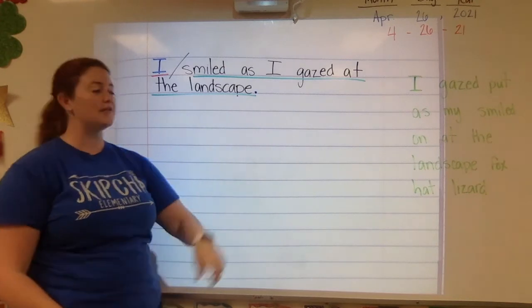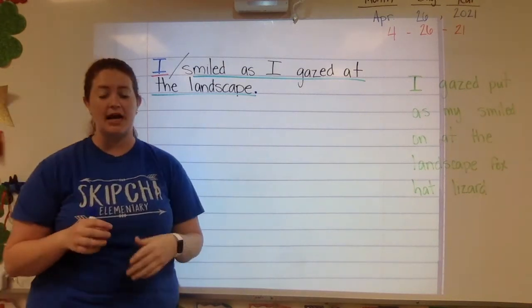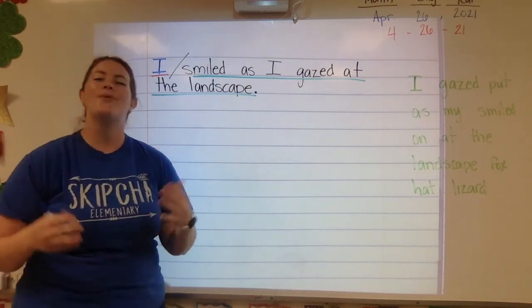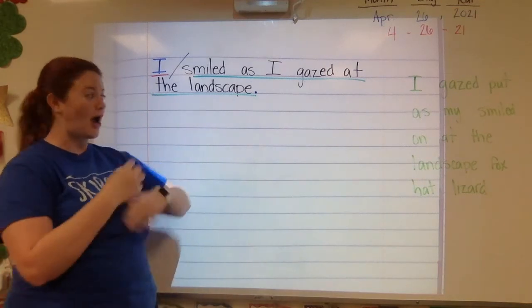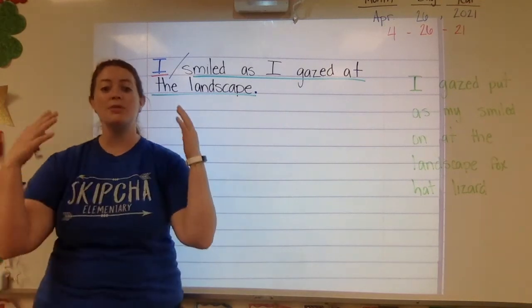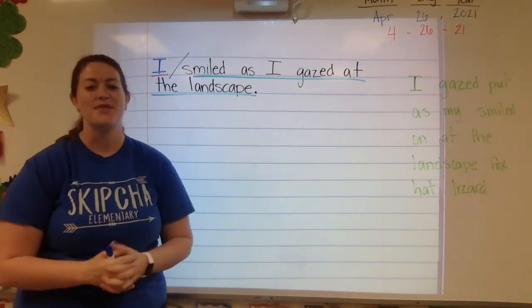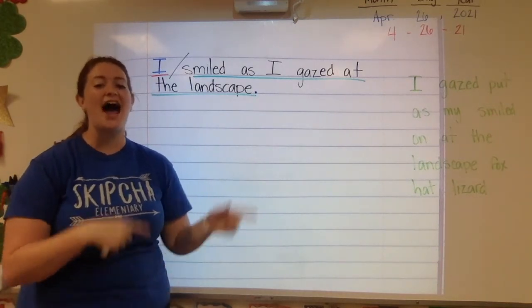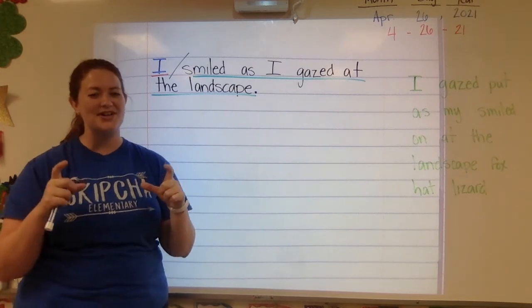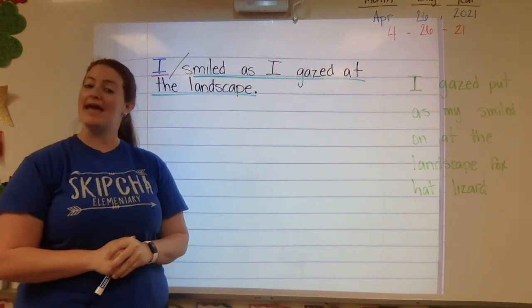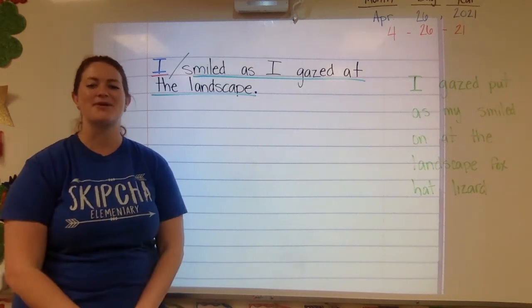Okay, if you need to pause the video now so you can finish copying down this sentence, go right ahead. When you're done, make sure you take or draw a picture of what it would be like if you were smiling looking at the desert. When it's all done, go ahead and upload a picture of your notebook to Seesaw. Make sure you click that green check mark when you're done.